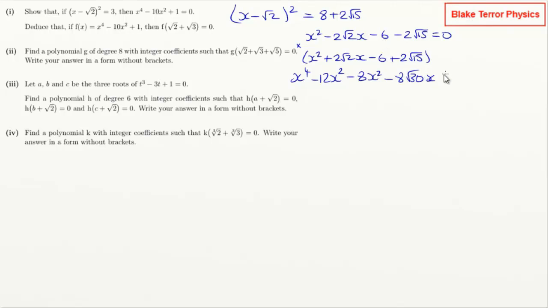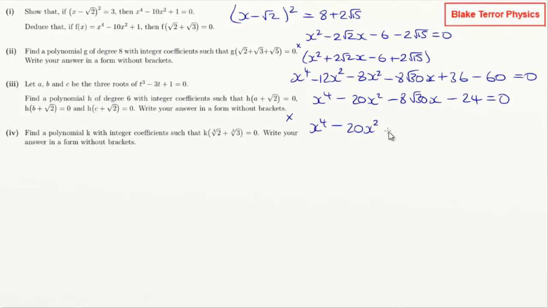And then the 6's will give me a plus 36. And the 2 root 15s will give me a minus 60, 4 times 15. Okay, so that's that. So that is x to the 4 minus 20x squared minus 8 root 30x minus 24. Okay, and we want to get up to degree 8. We've only got one square root left, so hopefully if we do the same thing again, so multiply by all of that, with a plus there, then it'd be nice to think that we won't have any square roots left.